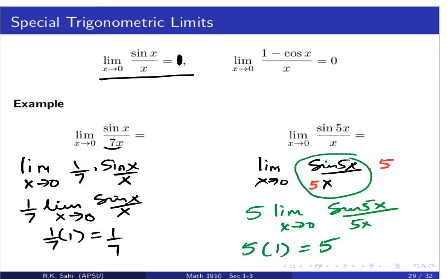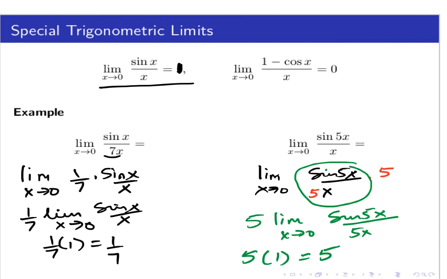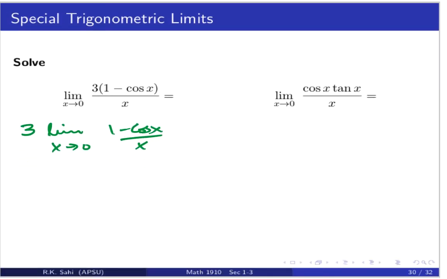Okay, let's look at another example. Limit as x approaches 0 of 3 times 1 minus cosine x over x. Now remember, it's a constant multiplied by the expression. So I can take the constant out and write 3 times the limit as x approaches 0 of 1 minus cosine x over x. Now remember, in the previous slide, we said the limit of 1 minus cosine x over x is 0. So here it is basically 3 times 0, which is 0. So the final answer is 0.